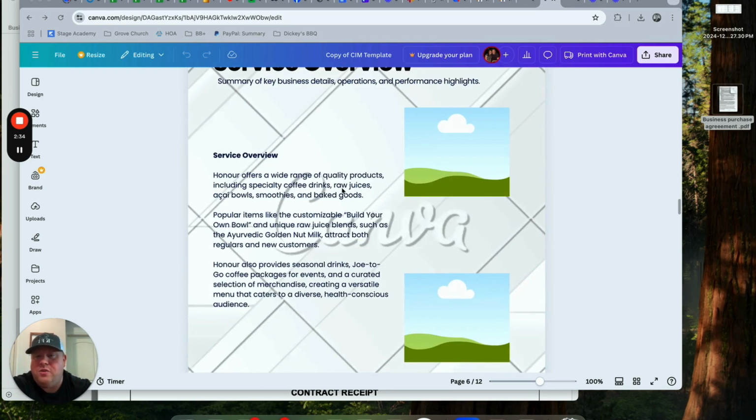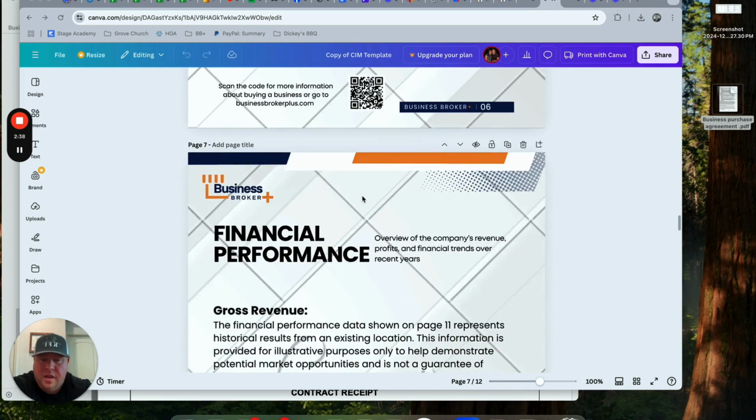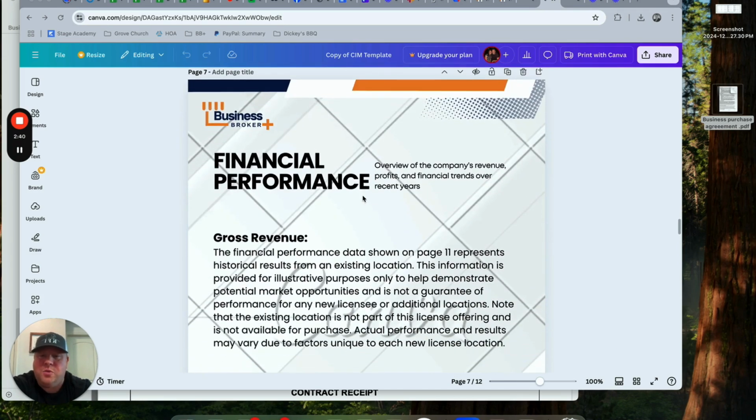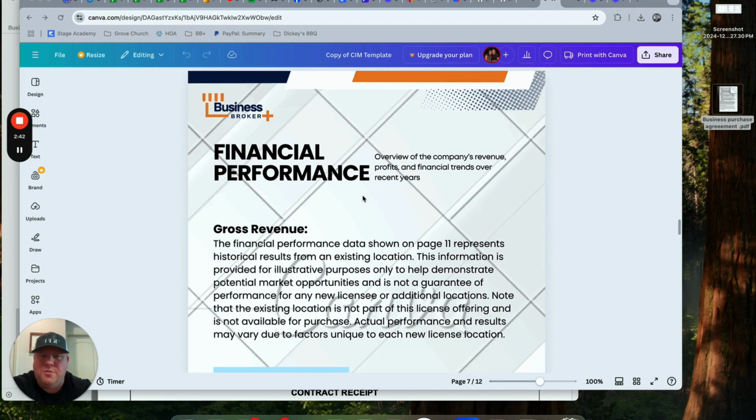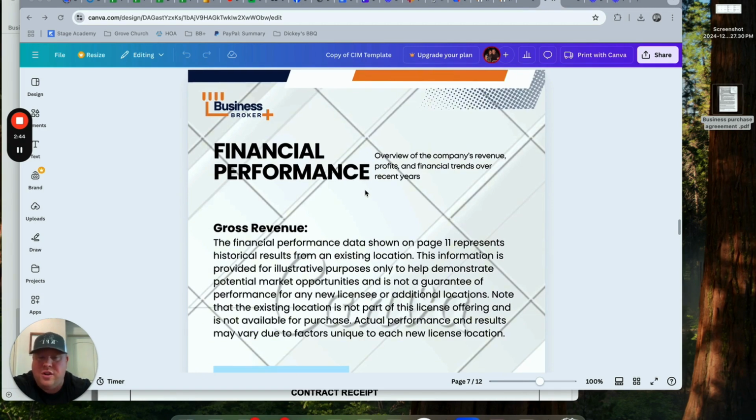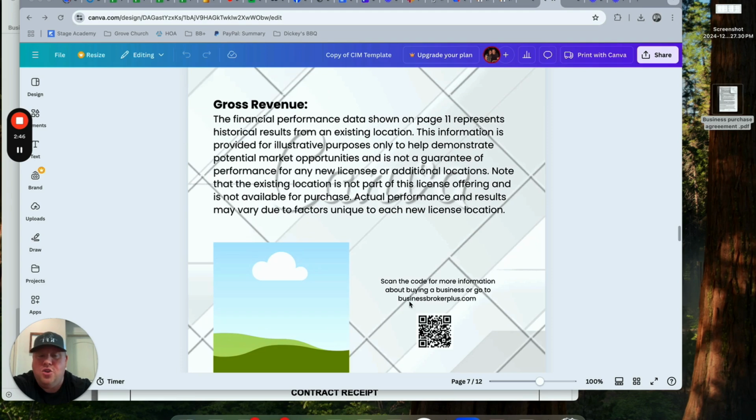The service overview, essentially, what does this business do? How does it make its money? The financial performance. This is where, in a SIM, you're going to talk about gross revenue, and you're going to talk about profit. You can get as tricky as you want and maybe put a QR code in there of a P&L so people can read it. I personally don't. I like to save that as a next step.